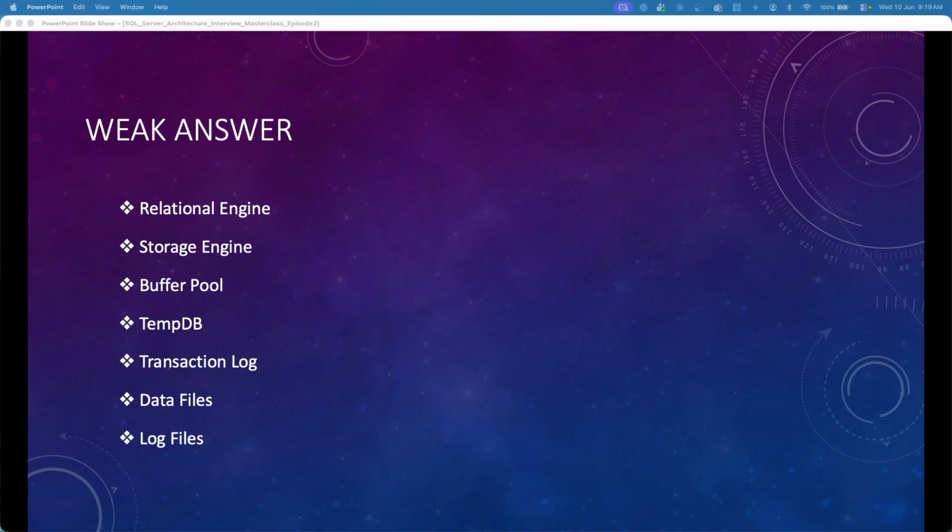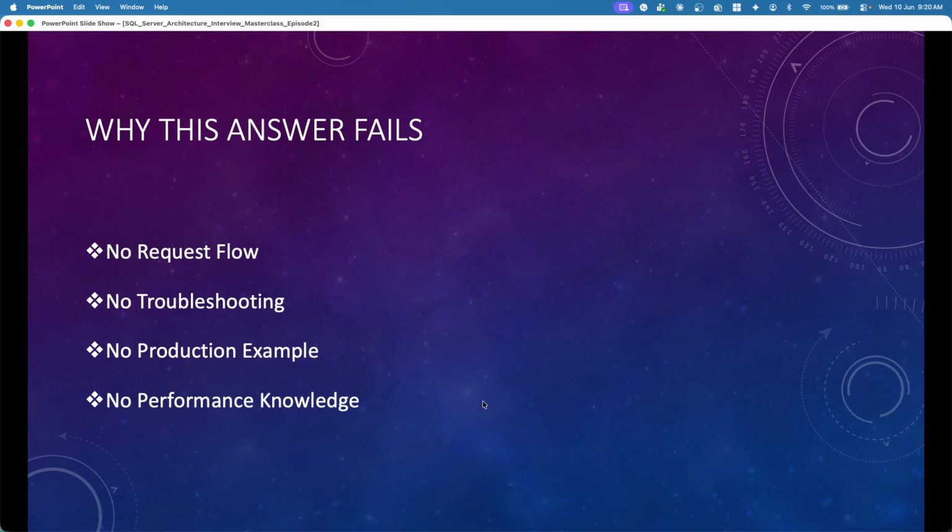Because this answer tells me you memorized components. If you say these are the components like relational engine, storage engine, buffer pool, TempDB, I'll think you memorized just components, but you didn't understand the complete SQL Server internals. To impress the interviewer, you have to explain clear concepts, not memorization, right? This answer fails because you are not explaining the end-to-end request flow, and you are not mentioning how you troubleshoot, right?